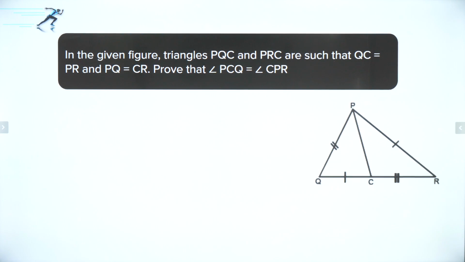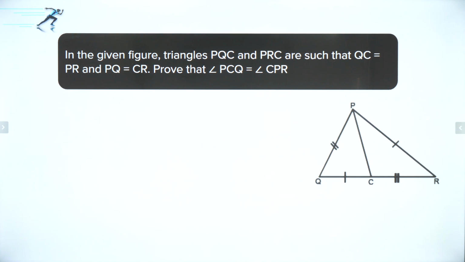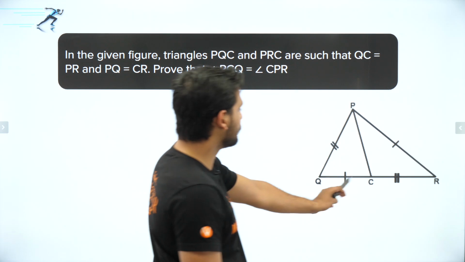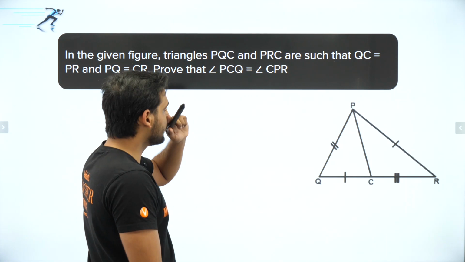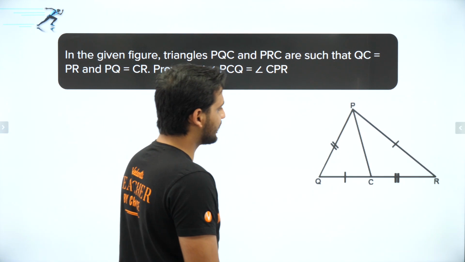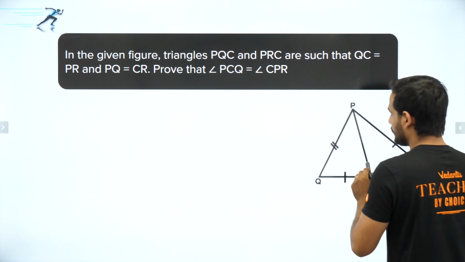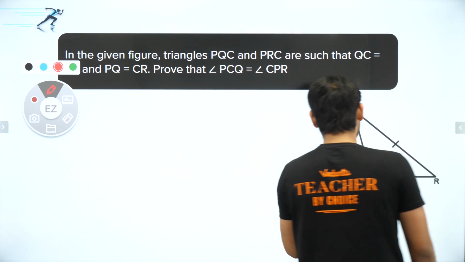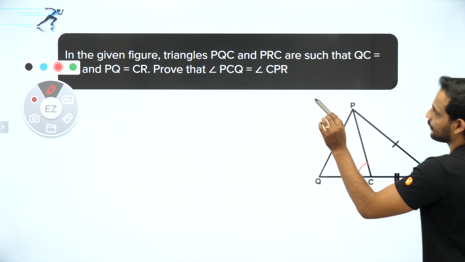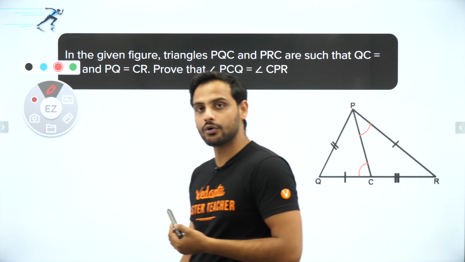The next question is: in the given figure, triangles PQC and PRC are such that QC is equal to PR and PQ is equal to CR. Prove that angle PCQ is equal to angle CPR. These two angles we have to prove equal. Where is angle PCQ? Angle PCQ is this angle, and it is equal to CPR. These are the angles we want to prove equal.